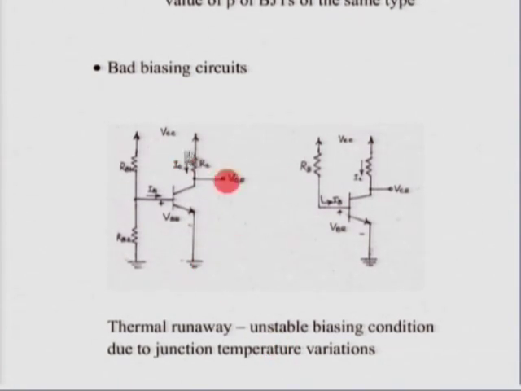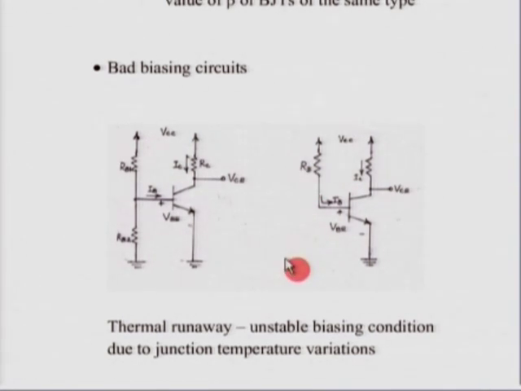So, we see that this circuit is not suitable, it is a bad biasing circuit. Now, the second circuit here, what is done is, a resistance RB is connected between VCC and directly to the base here. What is aimed here is to have a fixed value of IB by choosing an appropriate value of RB.